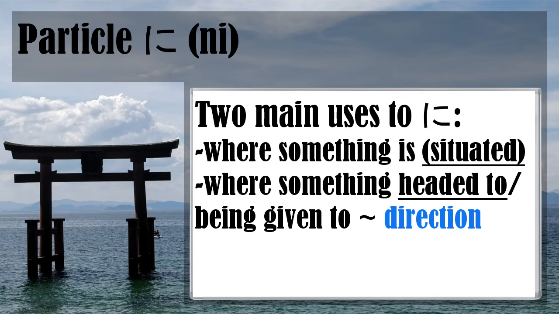Ni has a lot of other functions as well, some more important than others, but for now, just remember that its function is indicating a place either where something is, or a place where something is going to, or being given to, or the general direction of motion. Now onwards to the particle de.